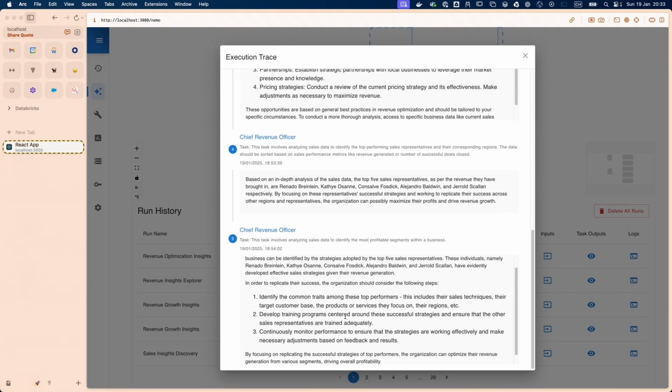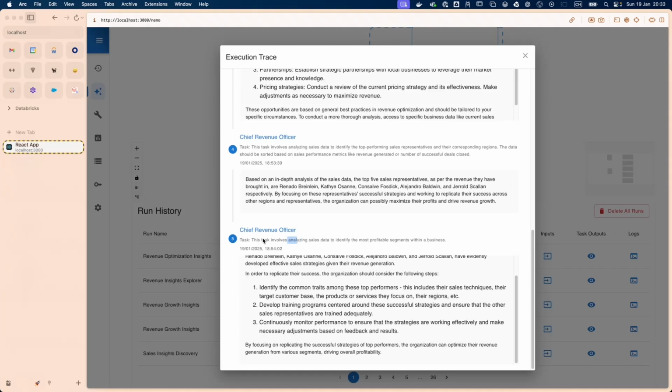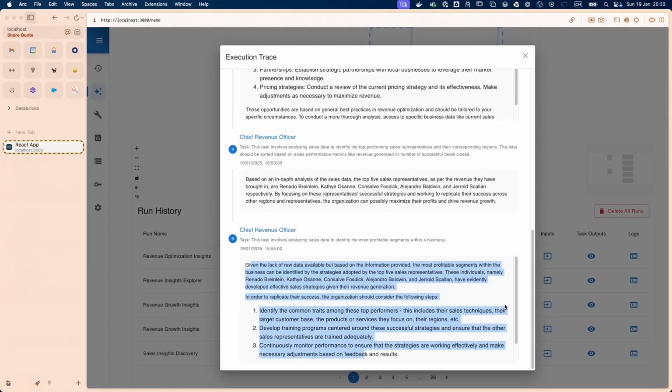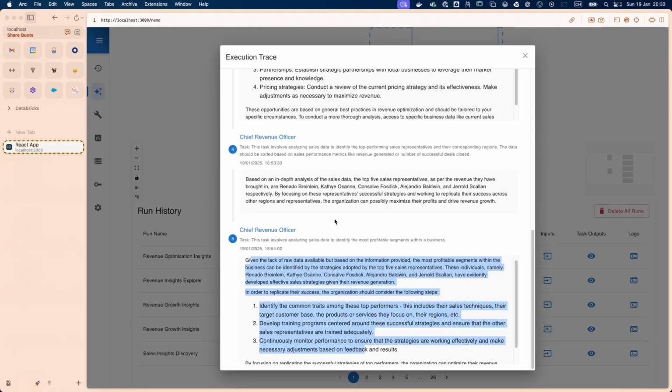Now the end result here, I was mentioning that I want to identify the most profitable segments. You could see that this is an answer that will be the final result coming back. But you have also a nice trace and lineage of all the sequence of events that happened.